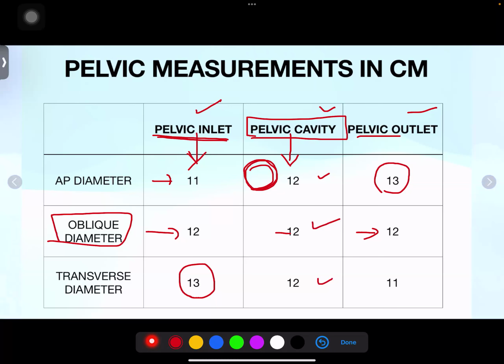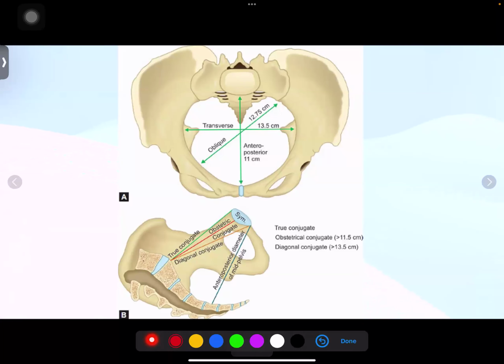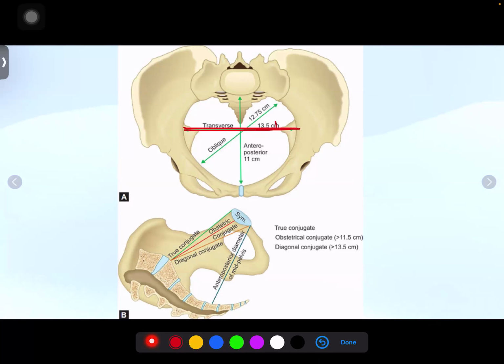Any question can come from this table. They can ask you the AP diameter of inlet or AP diameter of outlet, transverse diameter of inlet or transverse diameter of outlet. So this table is very important. This is the diagram, and see, this is the transverse diameter of pelvic inlet, which is 13. You just remember 13. And the AP diameter is 11 and oblique is 12.